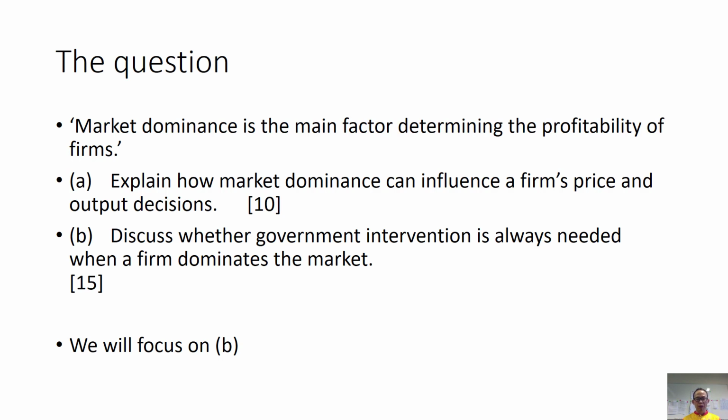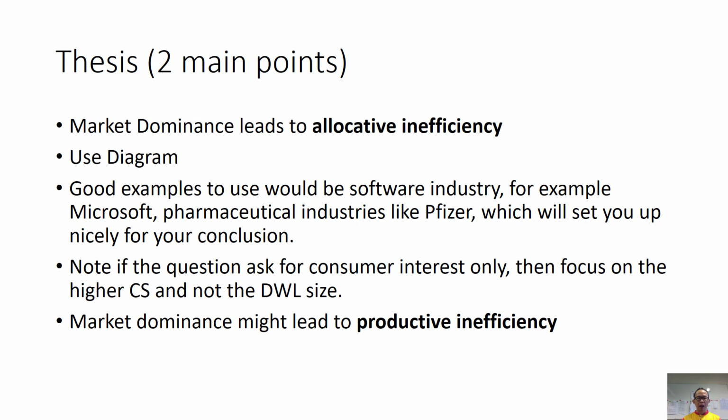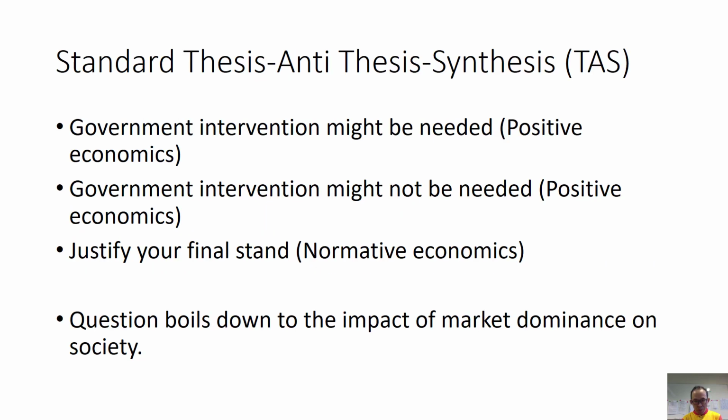You can tell from the way the question is phrased that it lends itself to what we call the standard TYS approach, the thesis, antithesis, and the synthesis approach, where in your thesis, you first talk about how government intervention might be needed. So this is what we call positive economics. And for the antithesis, you talk about why the government intervention might not be needed. Both the thesis and the antithesis focus on positive economics, which means you explain the theory why government intervention might be or might not be needed.